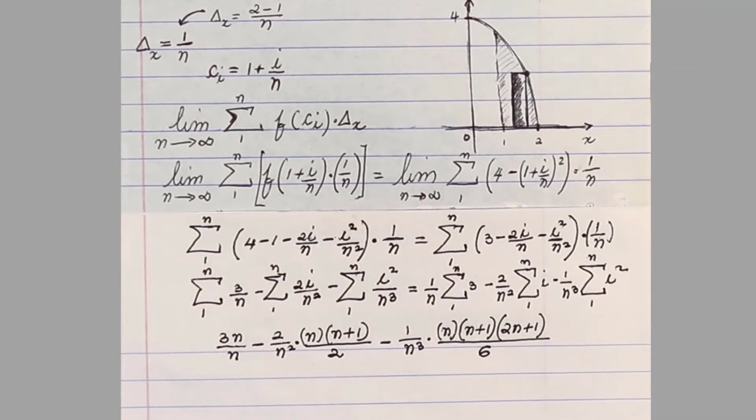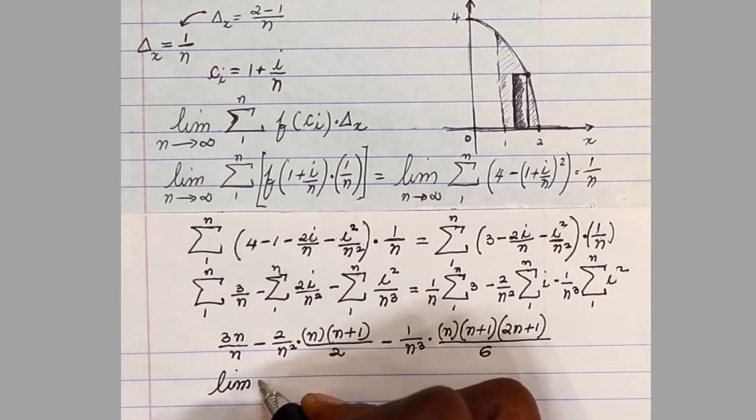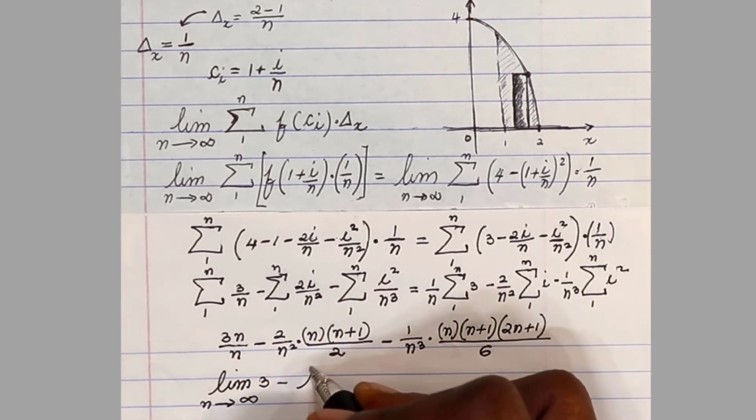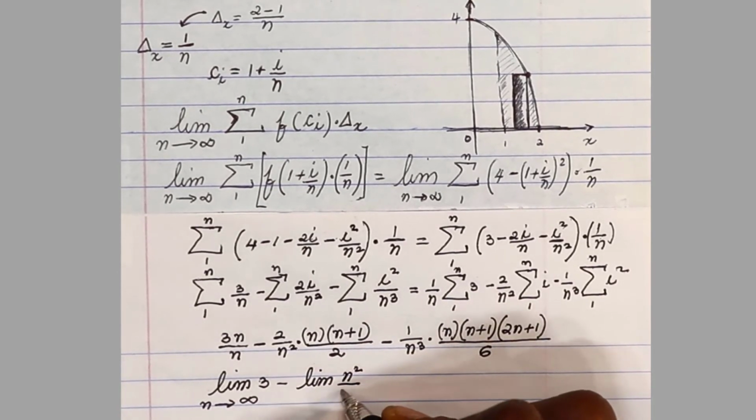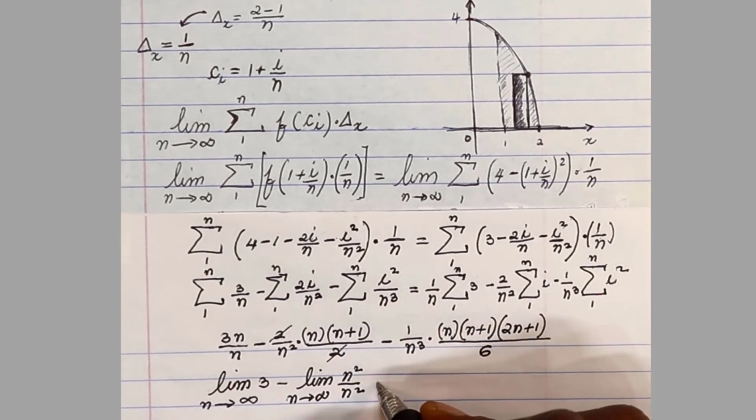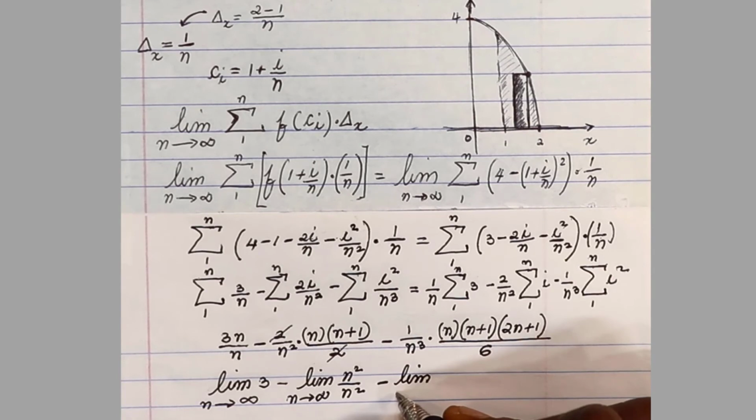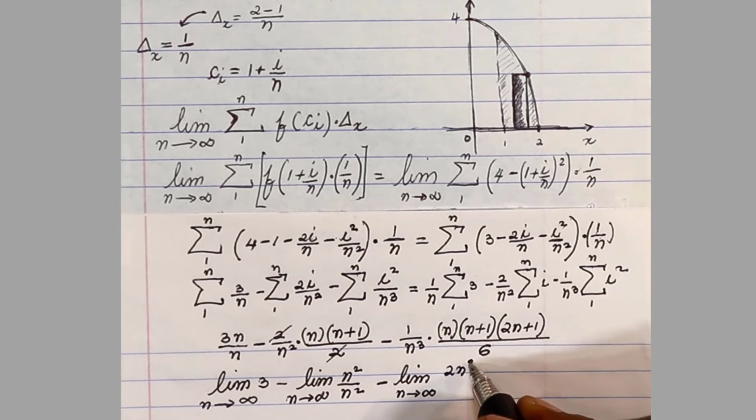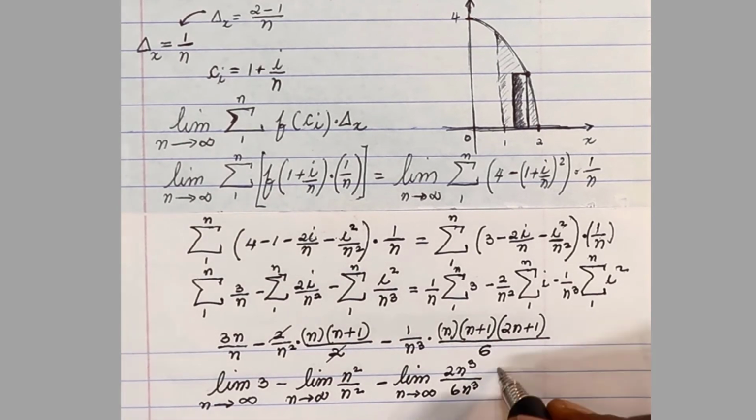Now, when taking the limit, we are just going to take the limit of the leading coefficient. 3n over n is 3 as n goes to infinity, minus the limit. The leading coefficient over here will be n squared over n squared, because the 2 cancels, and n times n is n squared. That's all we need, n squared over n squared. The limit as n goes to infinity: n times 2n, 2n cubed leading coefficient over 6n cubed leading coefficient.